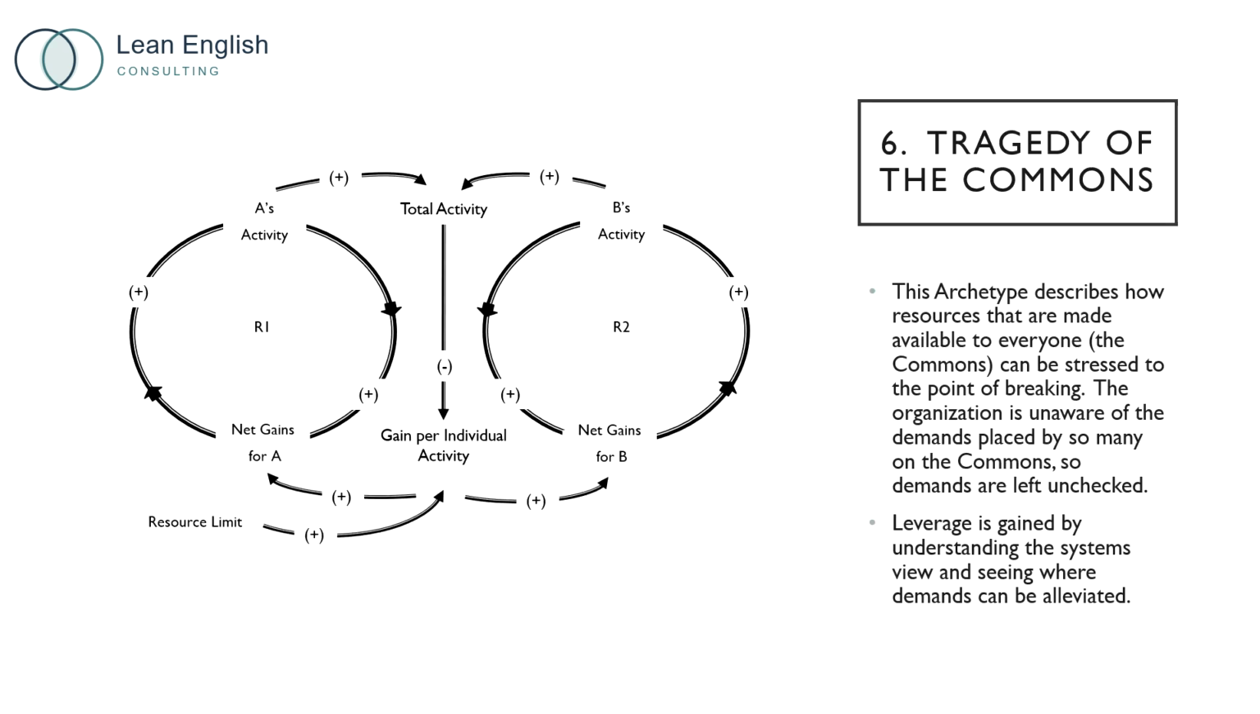Tragedy of the Commons describes how resources that are made available to everyone, the commons, can be stressed to the point of breaking. The organization is unaware of the demands placed by so many on the commons, so demands are left unchecked. All companies have equipment and personnel that are shared by multiple functions. Six Sigma projects will share data analysts. Executives will share assistants and office spaces, and engineers will share tools and equipment.